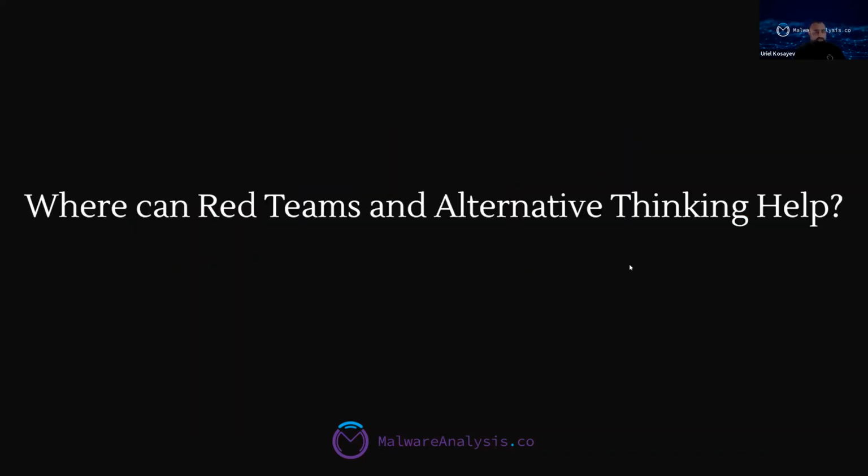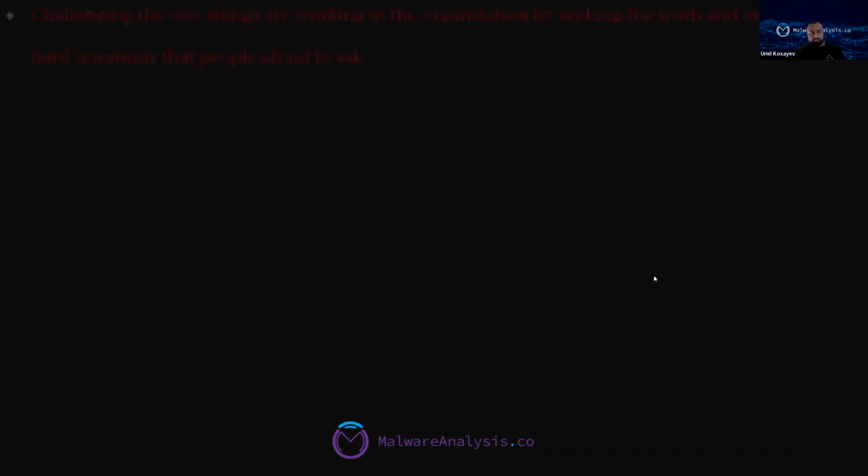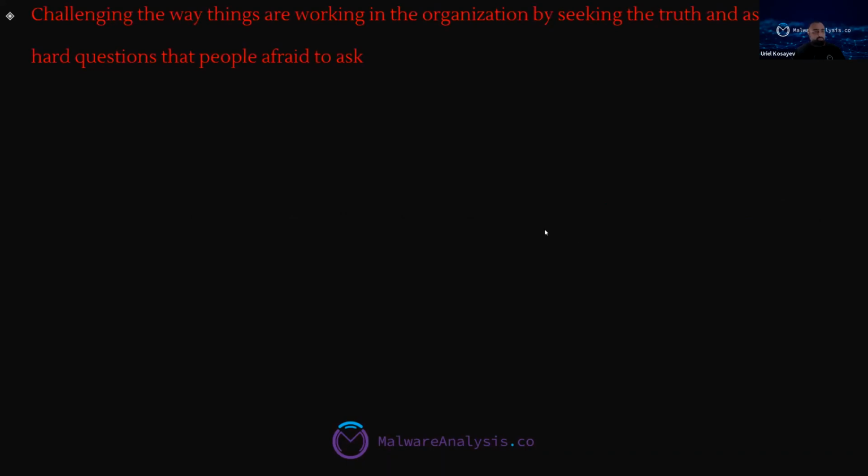Okay, so where can red teams and alternative thinking help? The way we can help as red teamers is challenging the way things are working in the organization. Not like, okay, we have this kind of security protocol, or we're using DNSSEC on our DNS servers, or do we use the best EDR solution out there? There is no such thing, of course. There is no best EDR, because everyone has their own vulnerabilities and problems.